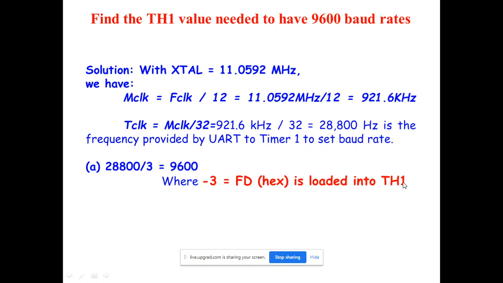Then FD, which is your initial value, is loaded into TL1. When you start the timer, it becomes FE, then FF. It crosses that limit, and again it becomes FD, not 00, because it is auto reloaded. It will not go to 00. The initial value is every time FD. In this fashion we generate the baud rate of 9600 by dividing by 3, and that's why the answer is FD.